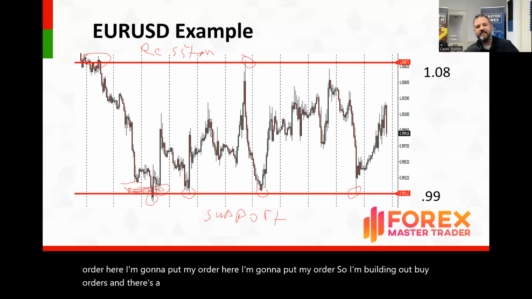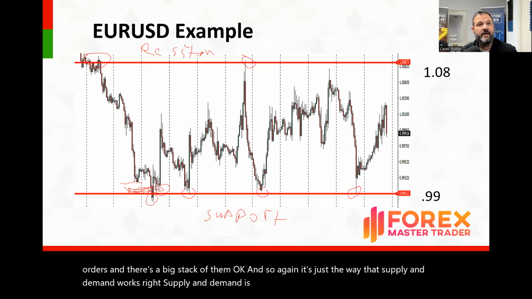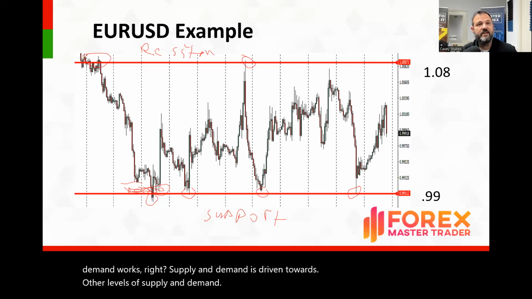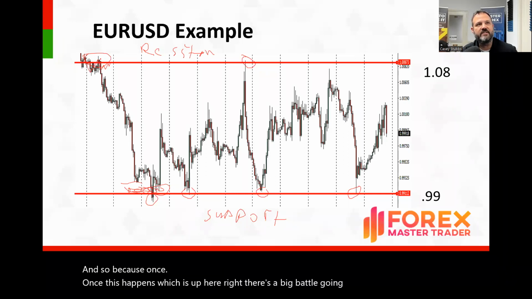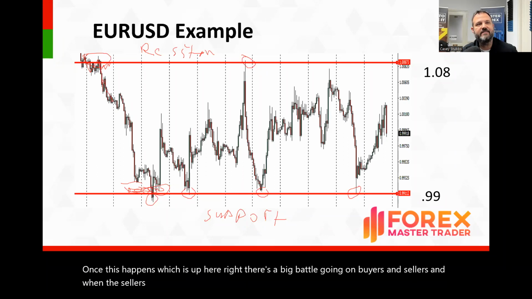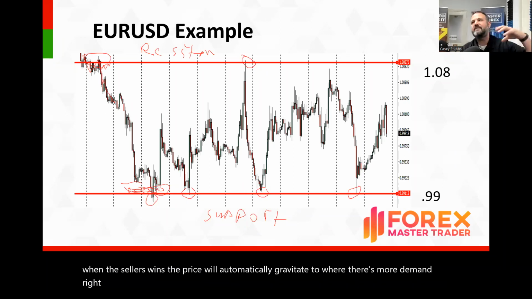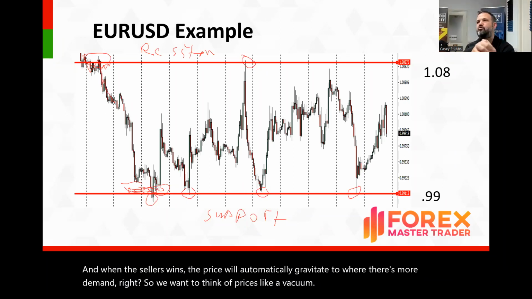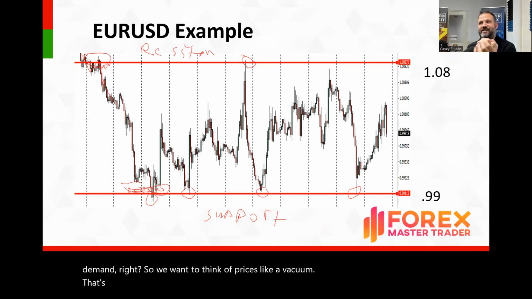Okay. And so again, it's just the way that supply and demand works, right? Supply and demand is driven towards other levels of supply and demand. And once this happens, which is up here, there's a big battle going on. Buyers and sellers. And when the sellers win, the price will automatically gravitate to where there's more demand, right? So we want to think of price as like a vacuum. That's my vacuum imitation, right? It's a vacuum. And wherever the orders are, that's the vacuum.